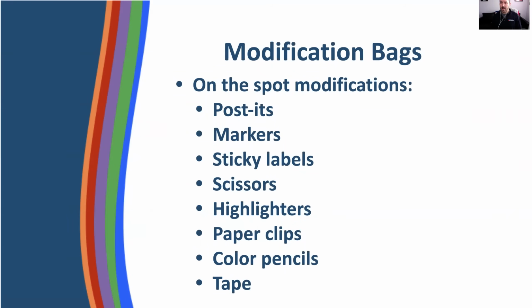So one way to get started in actually doing this is creating modification bags. And this is for what's called on the spot or reactive modifications. Oftentimes classrooms shift and you don't realize that shift was going to happen, because that's how schools are. And then the teacher hands you a worksheet and you need to be able to make a quick modification. So a modification bag can help you. You can just go around your house and fill in the modification bag with things like Post-its, markers, sticky labels, scissors, highlighters, paper clips, colored pencils, tape. All of this can help you make modifications really quickly so that you can create lots of access points for the student that you're supporting.